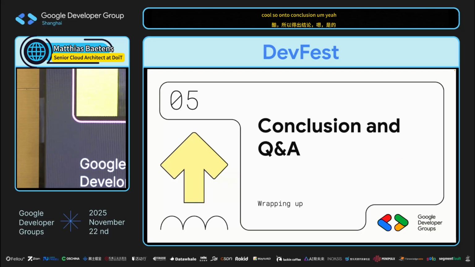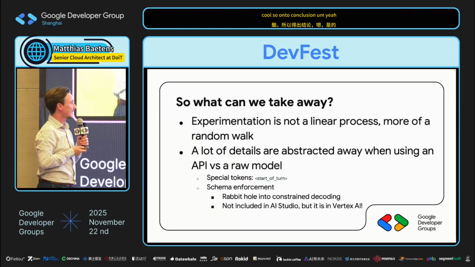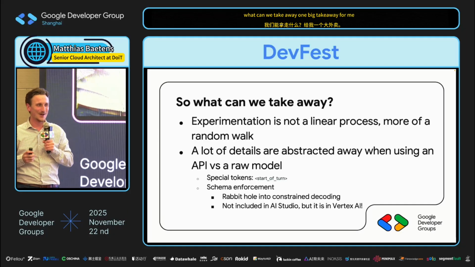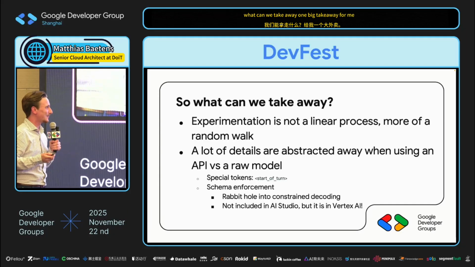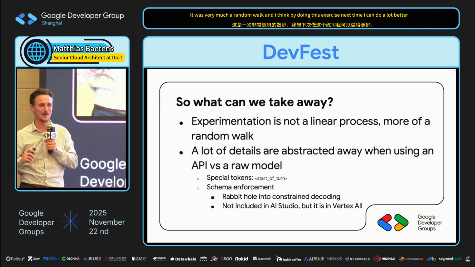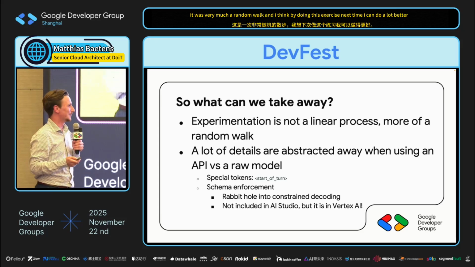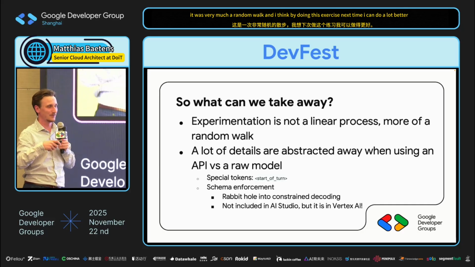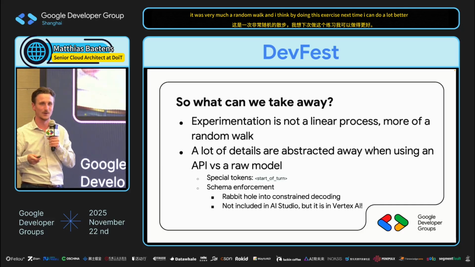Cool. So, on to the conclusion. Yeah, what can we take away? One big takeaway for me was that the experimentation was not a linear process at all. It was very much a random walk. And I think by doing this exercise, next time I can do a lot better.